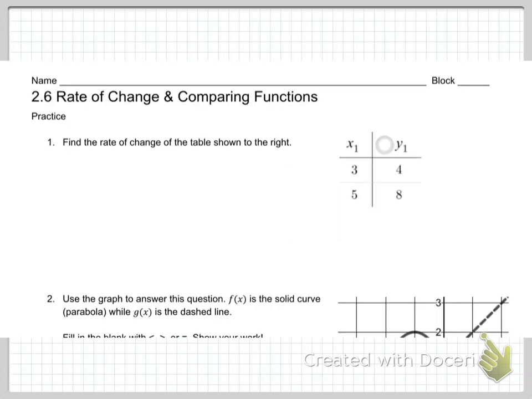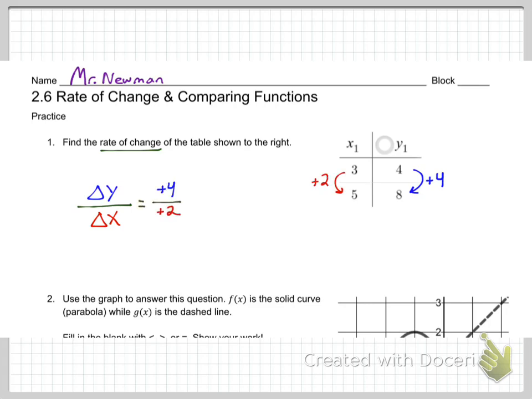All right, the other part, 2.6, is the other quiz you will take. Notice we need to find the rate of change. Rate of change is delta y over delta x. The most common error here is to flip that, so make sure you're putting delta y on top. The change in y here is adding 4. The change in x is adding 2. So we get 4 over 2. Now you cannot leave it like that because you can simplify this. 4 divided by 2 is 2.